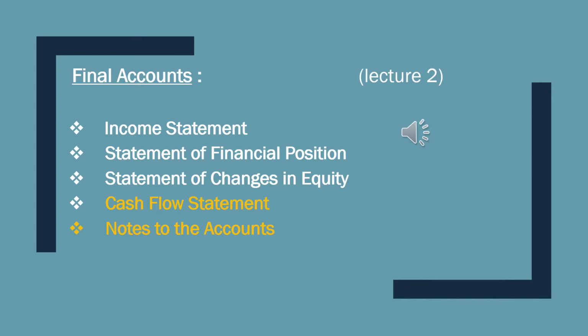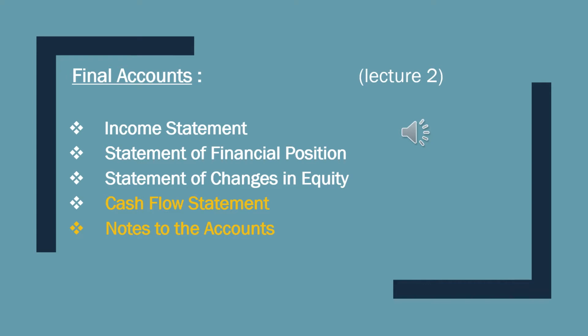In this lecture, we will in fact do another question of final accounts. Let me brief you about the components of the final accounts. We have five components in final accounts, namely income statement, statement of financial position, statement of changes in equity, cash flow statement, notes to the accounts.